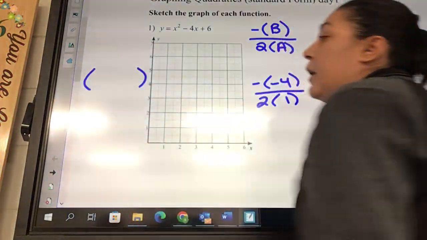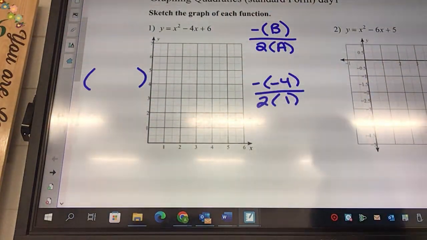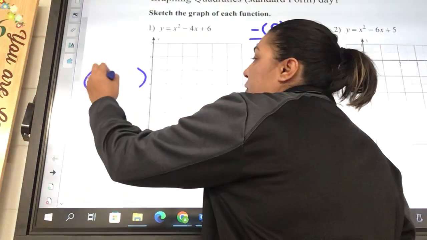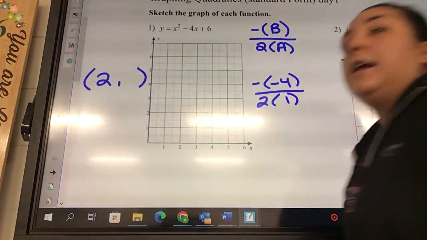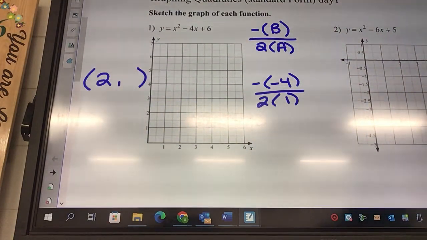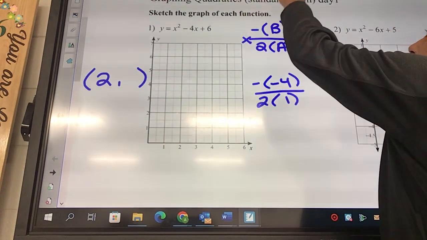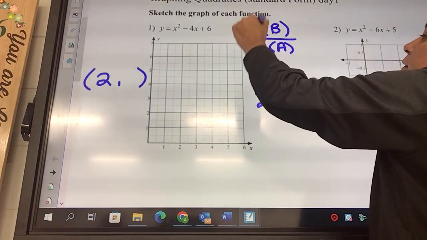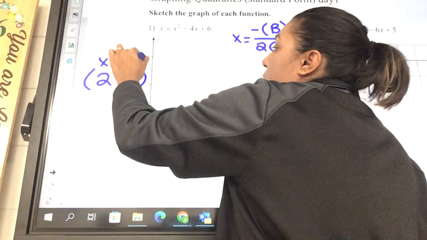When we're finding a vertex, it's a coordinate. The first part of that coordinate goes in this first spot, which you said is 2. We have the first part of the coordinate, but I need the second part to know its exact location, because this is x, and this is x, y.